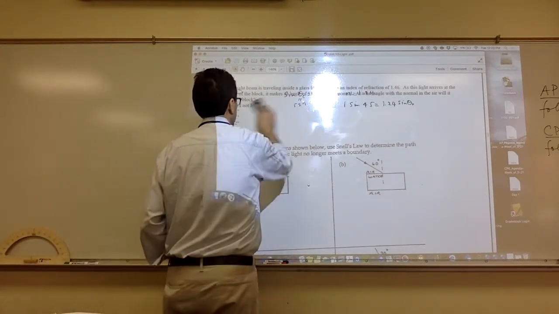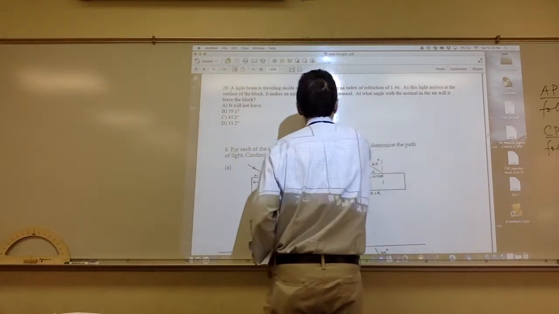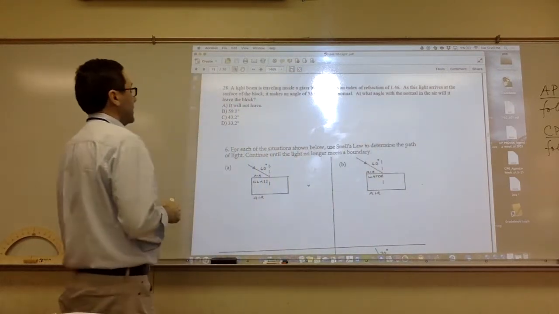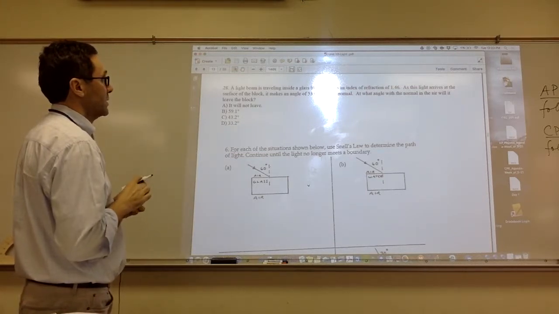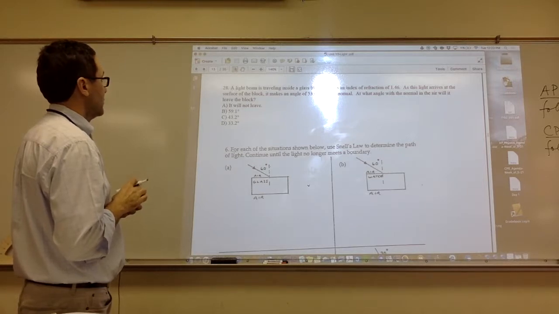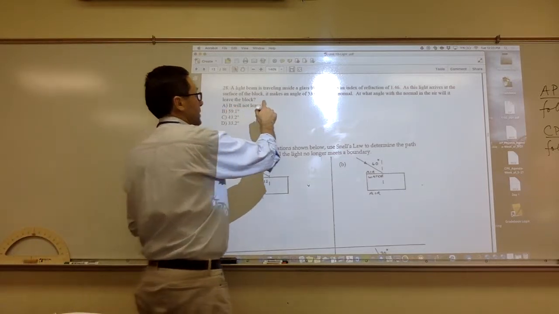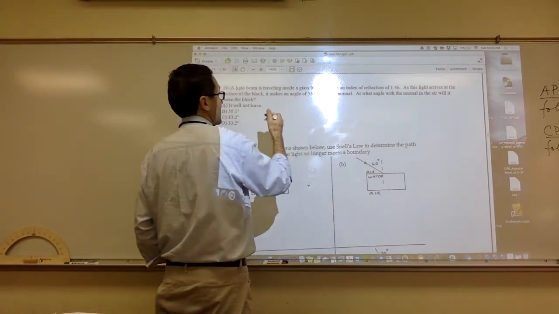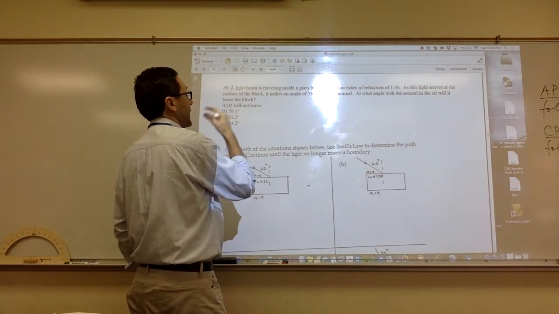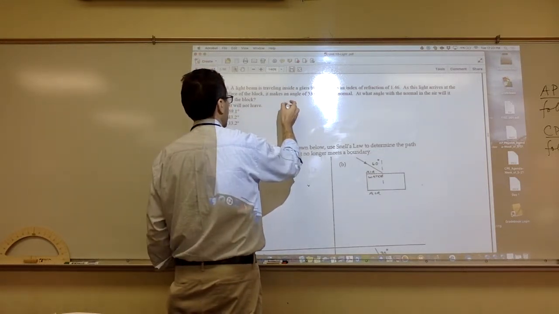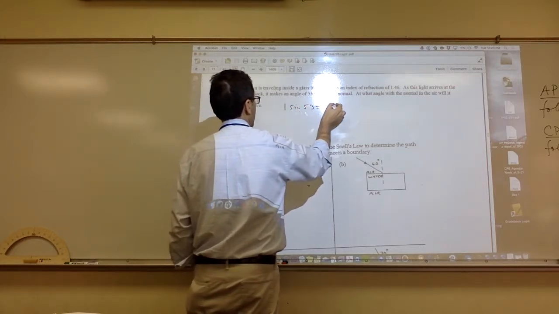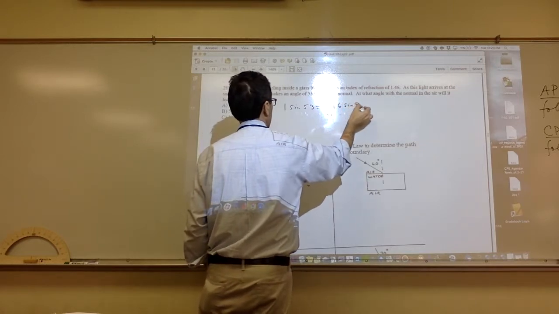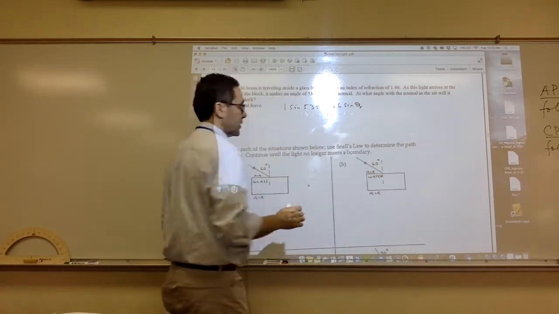Okay, let's look at 28. A light beam is traveling inside a glass block that has an index of refraction 1.46. As light arrives at the surface of the block, it makes an angle of 35 with the normal. So that's your angle of incidence. Okay, so let's try to figure out with what angle it is going to leave the block. Okay, so we're going to do 1 sine of 53 equals 1.46 sine of this, not critical angle, this angle of refraction.